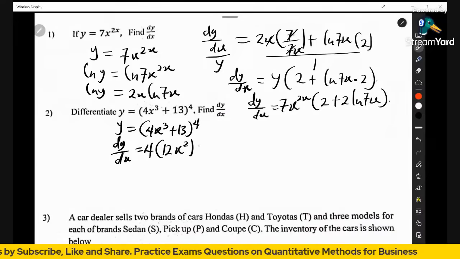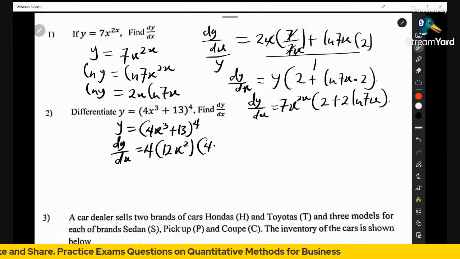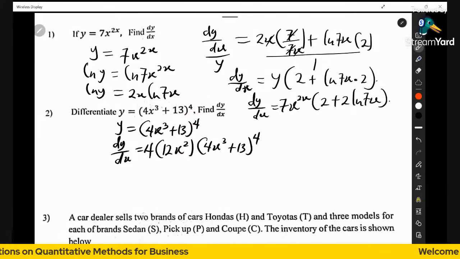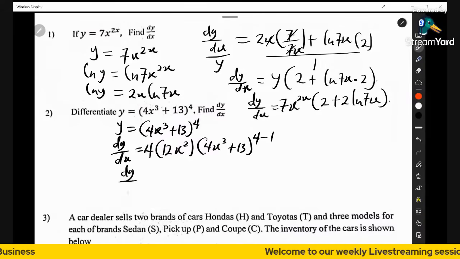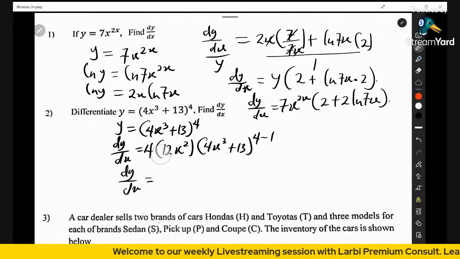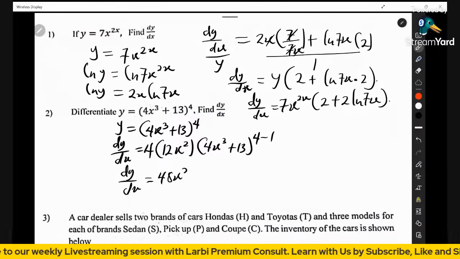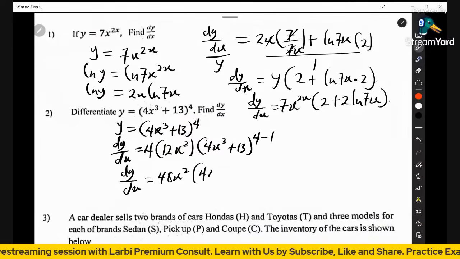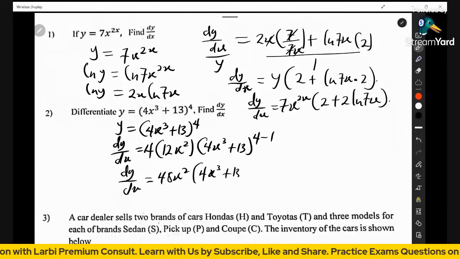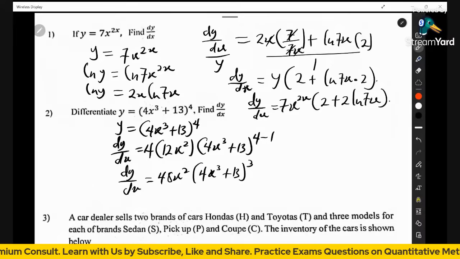After that, we repeat the whole function again, which is 4x cubed plus 13. Then we repeat the 4 and subtract 1 from the 4. So dy over dx should be equal to, you can see that we multiply the 4 by the 12x squared. So that becomes 48x squared into bracket 4x cubed plus 13 to the power 3. We can also have this as our answer.